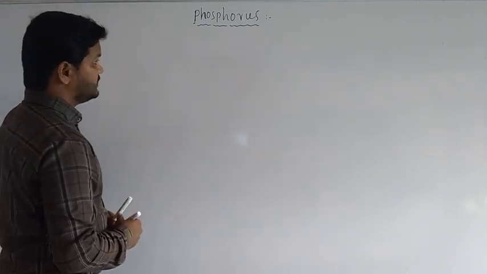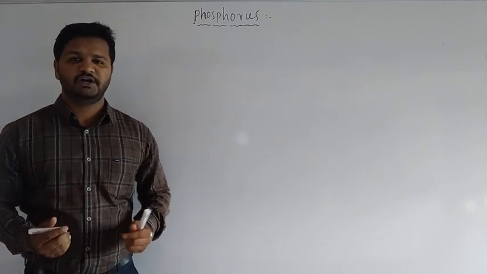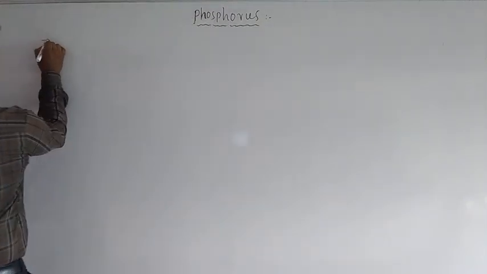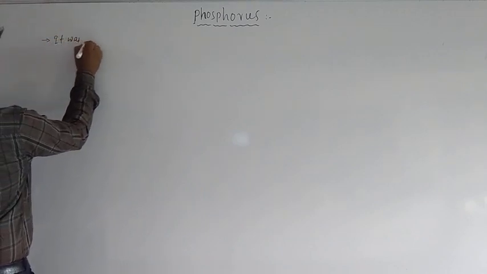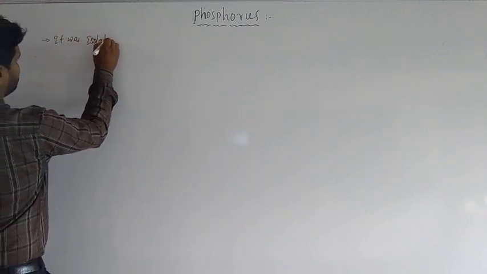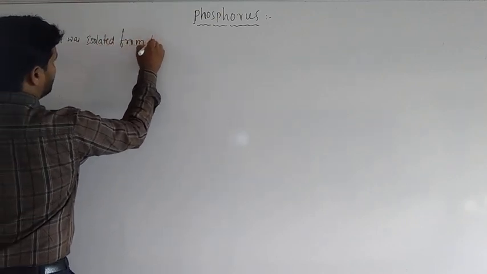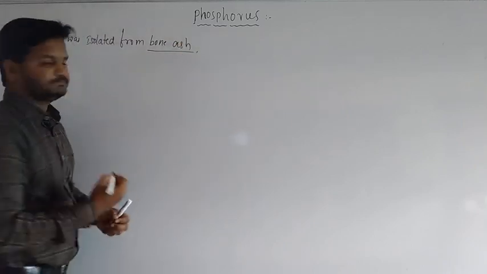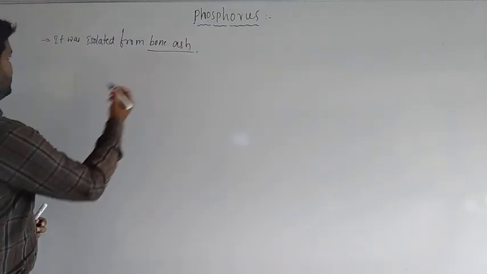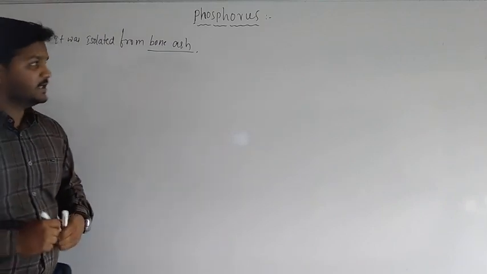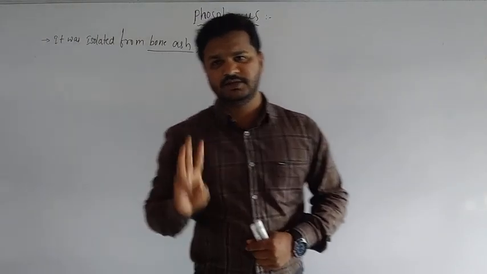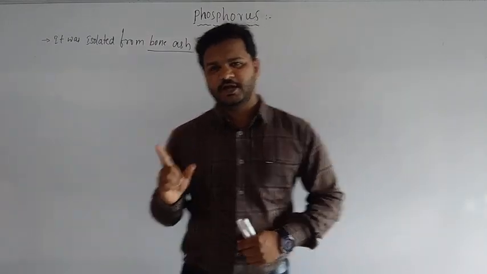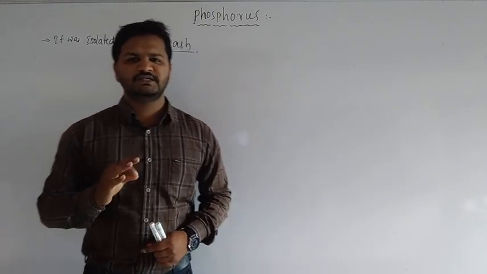Students, phosphorus was first isolated from bone ash by sheep. Phosphorus has three principal allotropic forms. They are white phosphorus, red phosphorus and black phosphorus. So these three are very important.